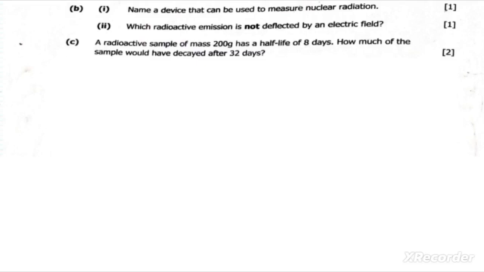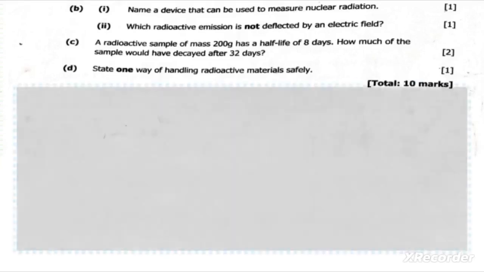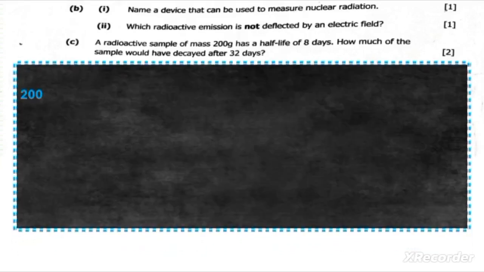We move to question C. Question C reads, a radioactive sample of mass 200 grams has a half-life of 8 days. How much of the sample would have decayed after 32 days? So this is what we are going to do. First, we are going to find the remaining mass after 32 days. Then we will know how much of the sample has decayed.